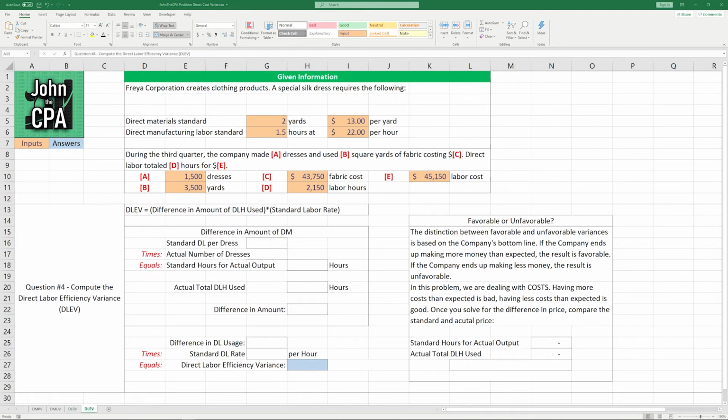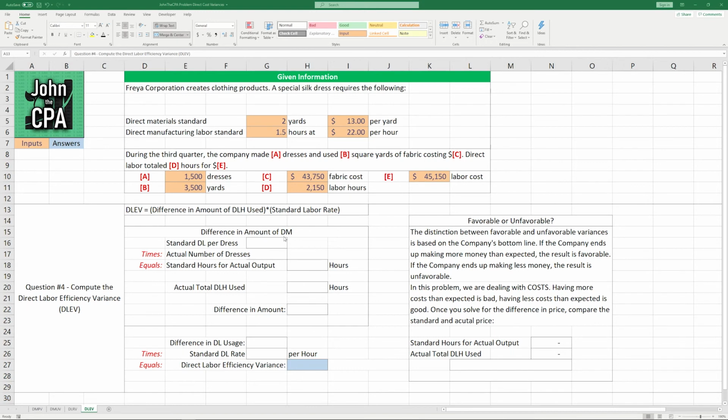All right, last question here. Question number 4 is compute the direct labor efficiency variance. This is another quantity variance, just like the direct materials usage variance. It's going to be the difference in the quantity of the labor in this case times the standard labor rate. Just like before, we need to calculate the standard hours for the actual output, the standard amount of quantity for our actual output, and compare that to the actual amount of labor hours used to produce that output. That way we're kind of comparing apples to apples, a standard amount to the actual amount.